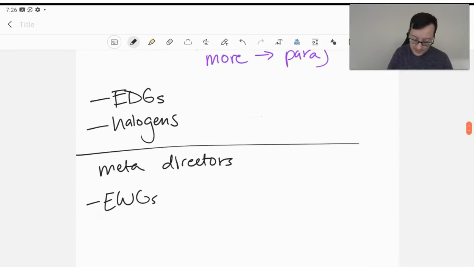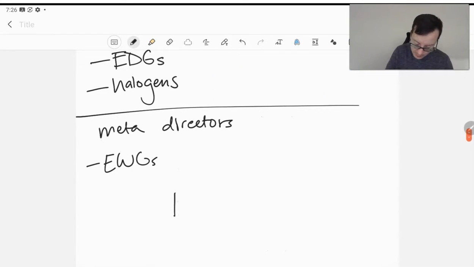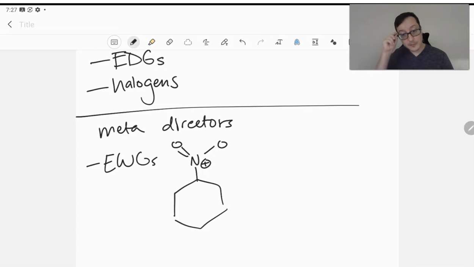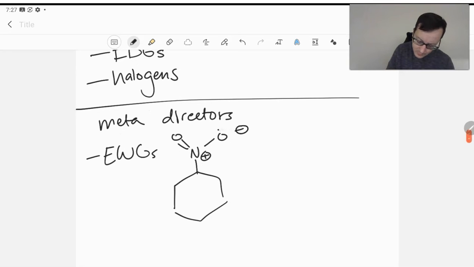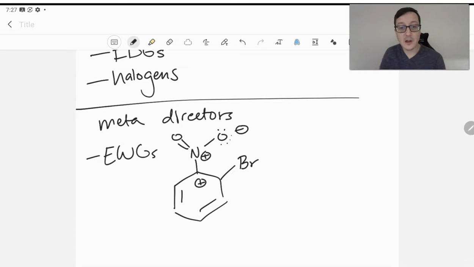So if we take a look at something like an electron withdrawing group on a compound, say a nitro group, remember that a nitro group is positively charged. And it's also got a negative charge on the oxygen, but what's close to the benzene is that positive. And so if we try and put the bromine on an ortho position, one of our resonance contributors puts the positive right next to the nitro group. That's a big no-no, right? We can't have two positives next to each other. That's a very terribly unstable situation.